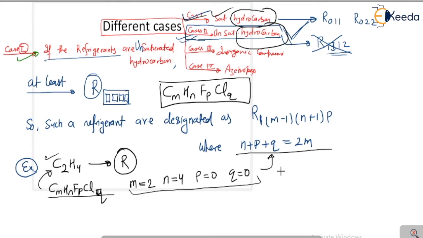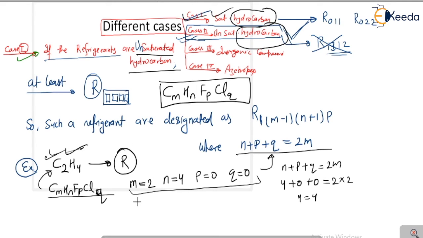Now N plus P plus Q is equal to 2M. Let's check. N is equal to 4, P is equal to 0, Q is equal to 0, and here M is 2. So my dear friends, 4 is just equal to 4. That means this chemical formula is under the category of unsaturated hydrocarbon, and it could be represented in this standard form.